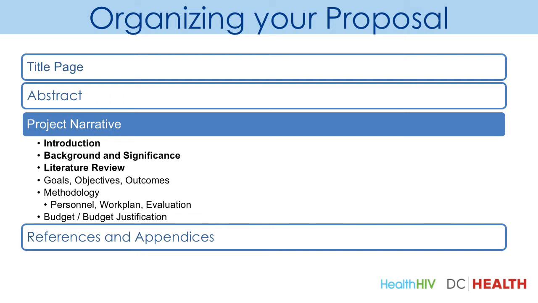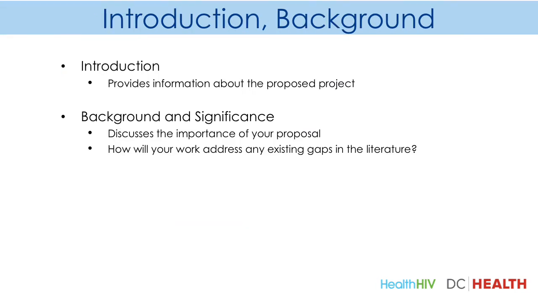The first sections of the project narrative focus on the introduction, the literature review, and background and significance. The introduction section provides information about the proposed project. The background and significance, or the need for the project, helps you to address why the work that you have proposed to do is so important.